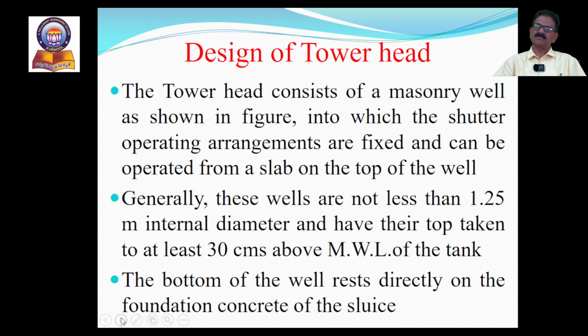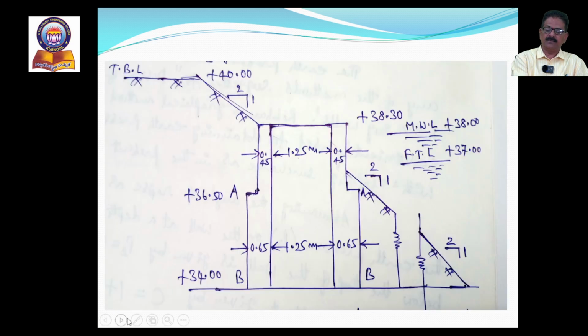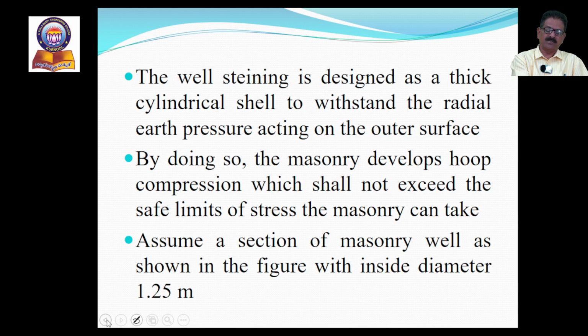Generally, the tower head consists of a masonry well, as shown in the figure, into which the shutter operating arrangements are fixed and can be operated from the slab on the top of the well. Let me show this. This is a view of a tower head. It is in the form of a circular well, within which the shutters are provided. These shutters are operated from the top of the well. So this is called the tower head.